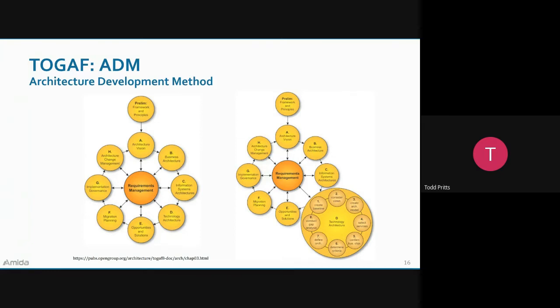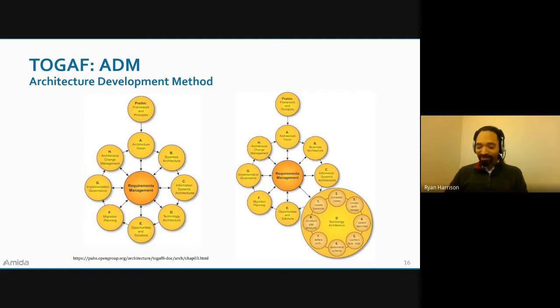So I'm new to Amida, and I don't know the history of projects around this. Is TOGAF something that has been used within Amida on prior projects? Are there artifacts that we already have established as a preferred methodology and framework that Amida likes, and so we've built templates? So, yep, no.